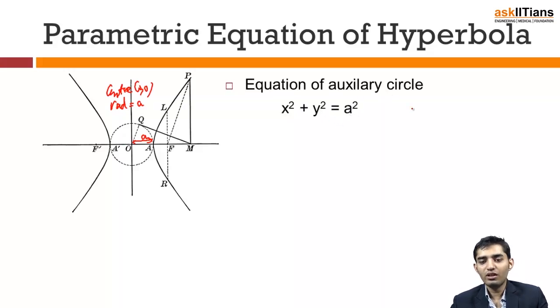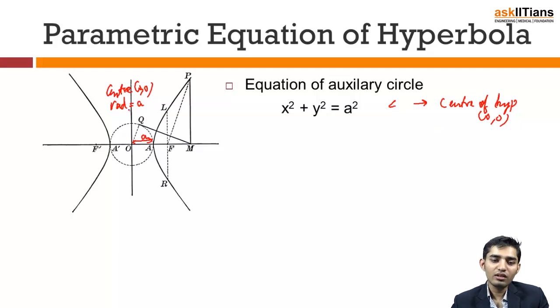So you should always remember that the center of auxiliary circle is always the same as the center of hyperbola, right? In this case, center of hyperbola is at origin, so center of auxiliary circle will also be origin. If the center of hyperbola is something else, auxiliary circle will also be something else.